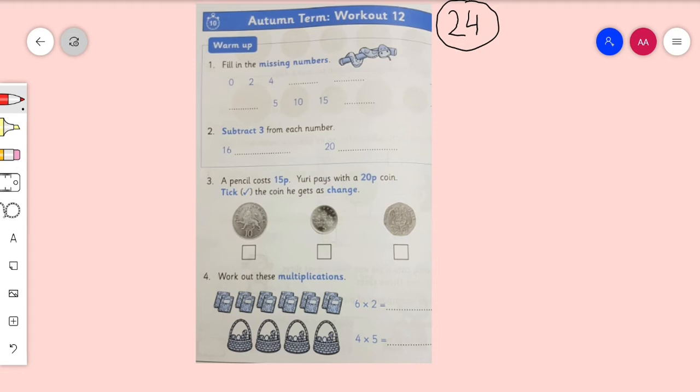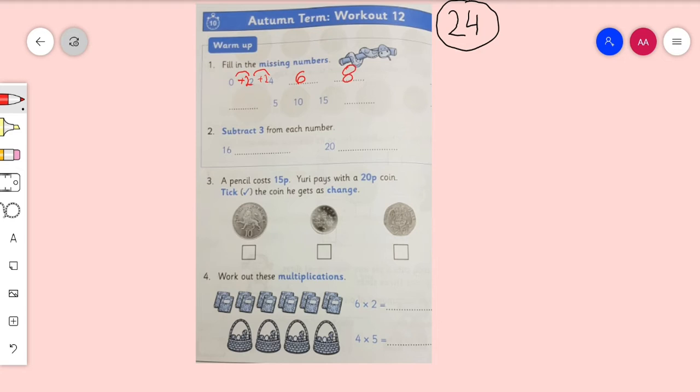And now we need to see what is the difference between the 2 and the 4. We have to keep the 2 in our mind and count on our fingers up to 4. 3, 4. I have 2 fingers open, which means 2 plus 2 equals 4. Now we know our pattern is plusing 2, which means 4 plus 2 is 6, our first missing number, and 6 plus 2 is 8, our second missing number. Now let's do the second one.